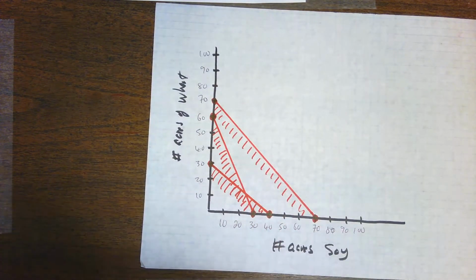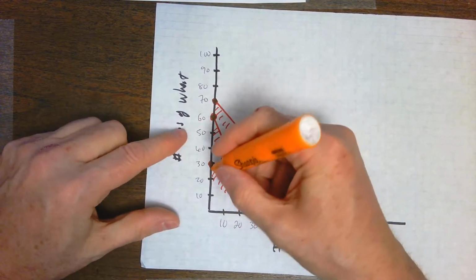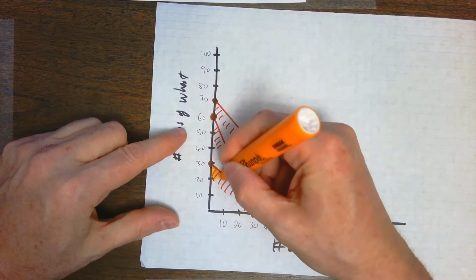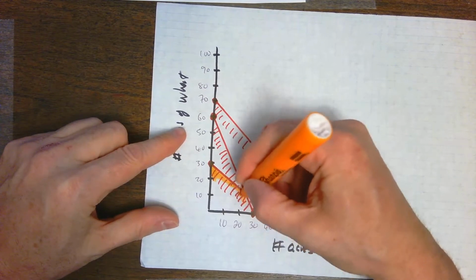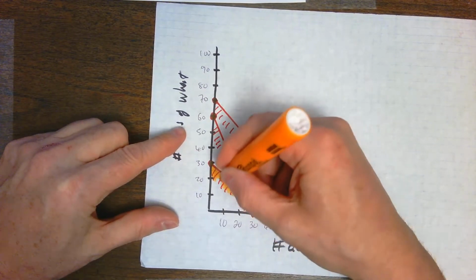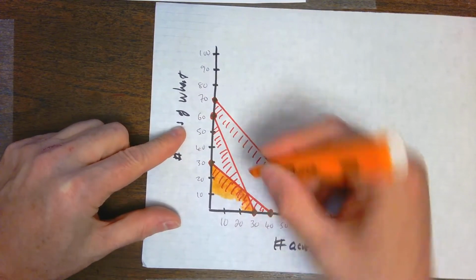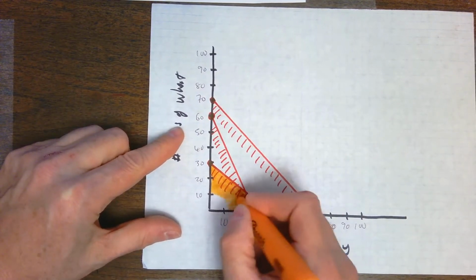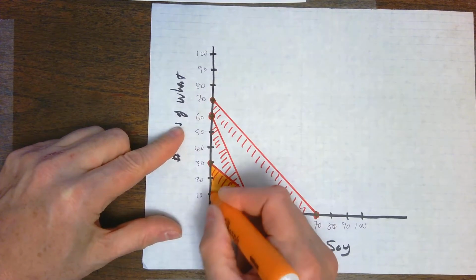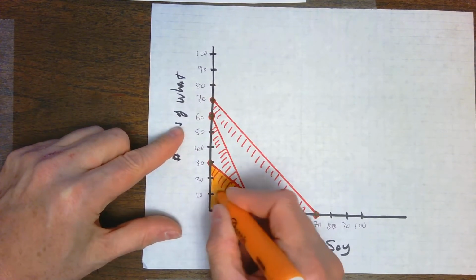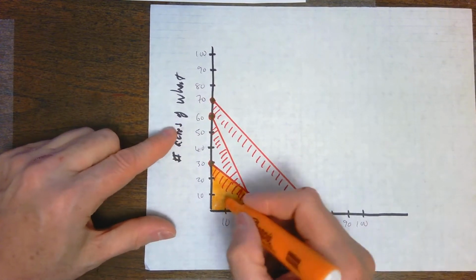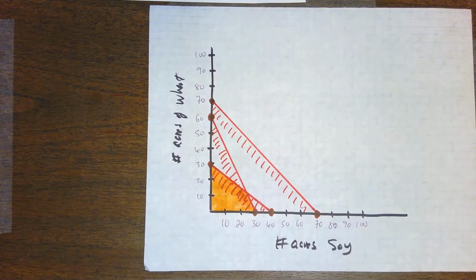All right, so where is the feasible region here? I'm trying to be very careful to color and stay inside the lines. I want to clearly identify the feasible region here. X has to be greater than or equal to 0, y is greater than or equal to 0, and I have to be below those two lines. There it is.